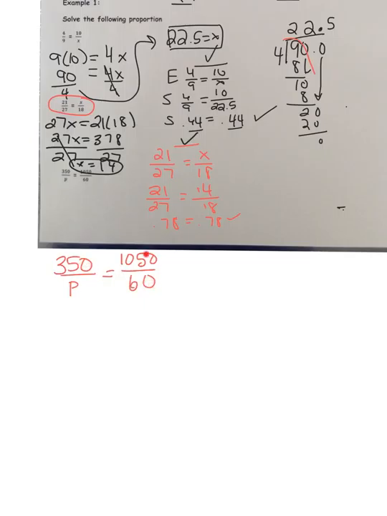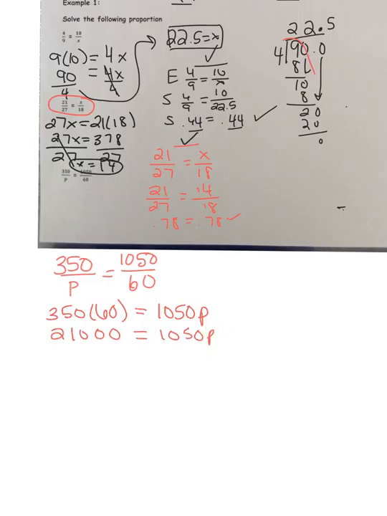So we're going to cross multiply. We can start with our 350 times 60 or our 1050 times p. Either one works. This time we'll start with just our numbers. 350 times 60 equals 1050 p. 350 times 60, if I throw that in the calculator, I end up with 21,000 equals 1050 p. I want to solve for this p.